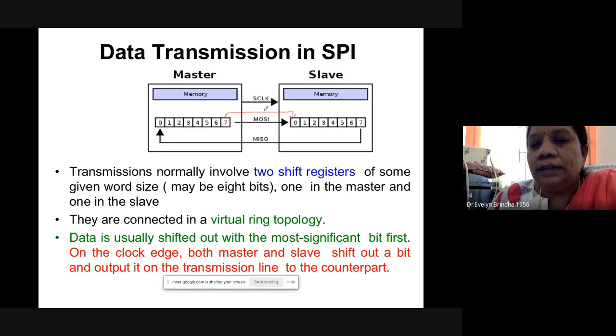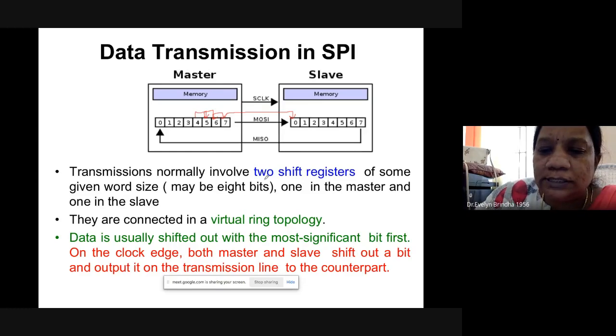At that time, again, the 6th bit will move to the 7th bit, the 5th bit will move to the 6th bit, the 4th bit will move to the 5th bit. So it is one by one. Then again, this will keep moving here. When the slave wants to communicate, this way it will start communicating. Imagine that there is a ring topology between the MOSI and MISO. Between these two signals, there are two registers which act in the form of a ring topology.